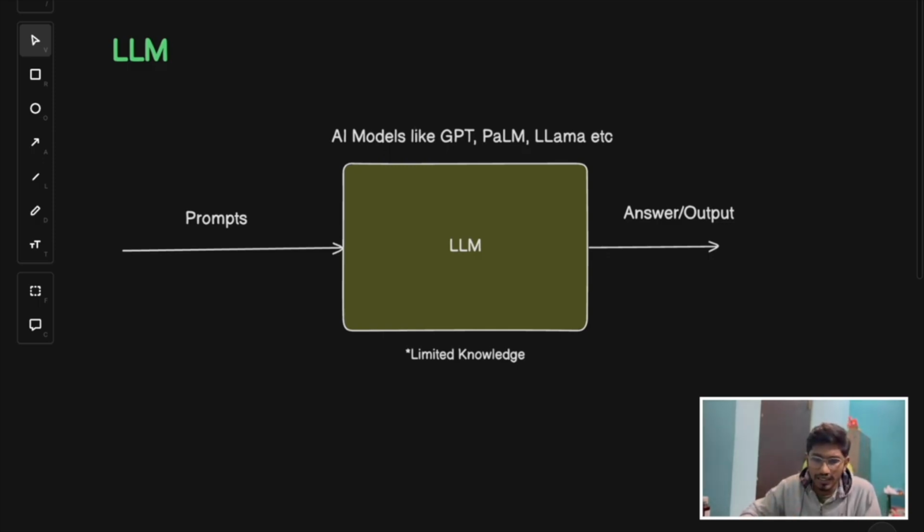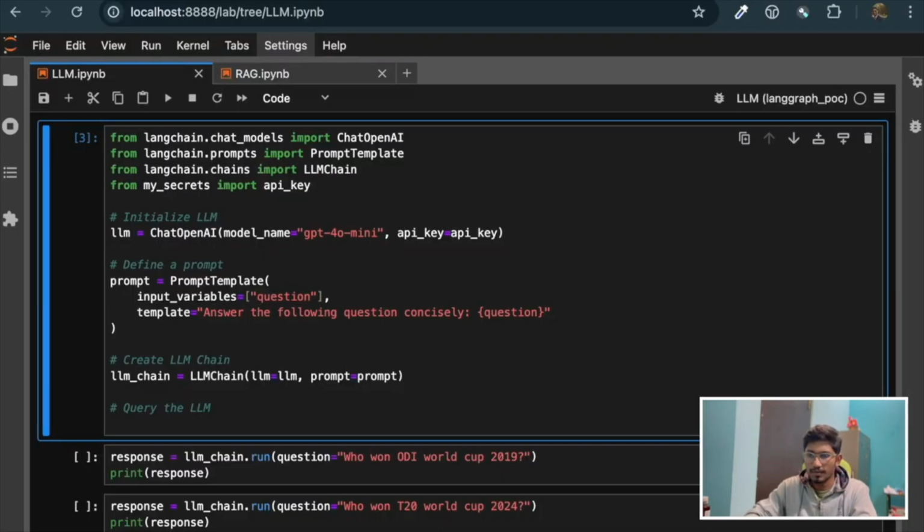So that was about LLM. Okay, now let's just go to our Jupyter notebook and see how LLM works. So if you see, I'm using a LangChain library. It's a Python LLM framework which is used to develop LLM based applications.